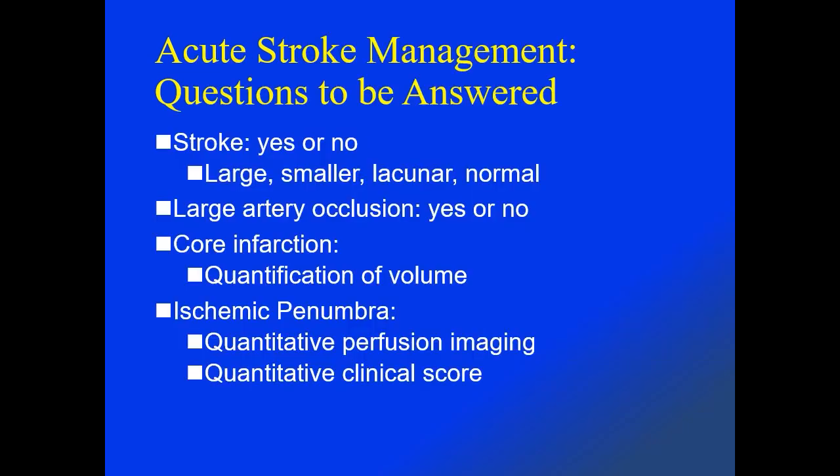In the setting of acute stroke management, there are certain key questions that need to be answered. First question is, does the patient have a stroke? And if so, is it a large stroke, small stroke, or lacunar infarct? Does the patient have a large artery occlusion? Does a core infarction exist? And if so, what is the volume? Does ischemic penumbra exist? And what is its volume?